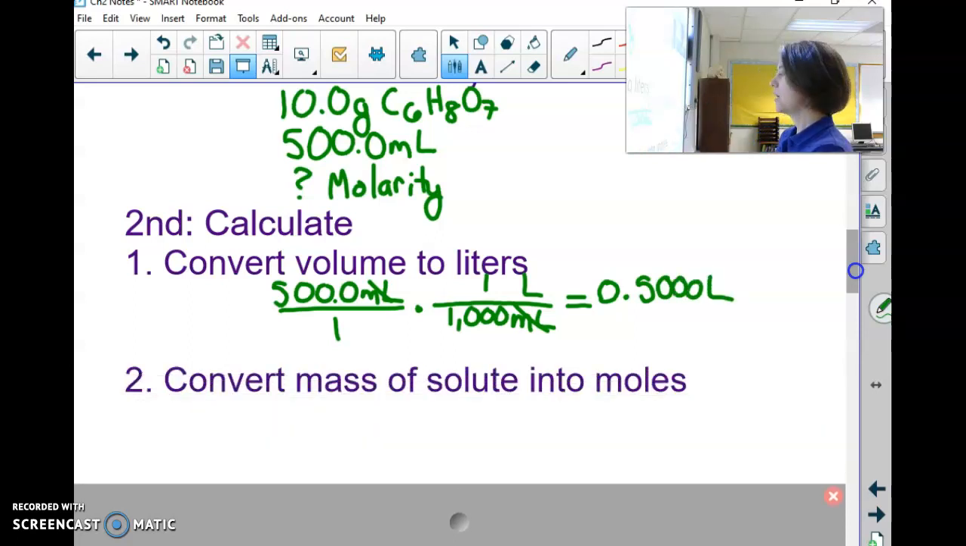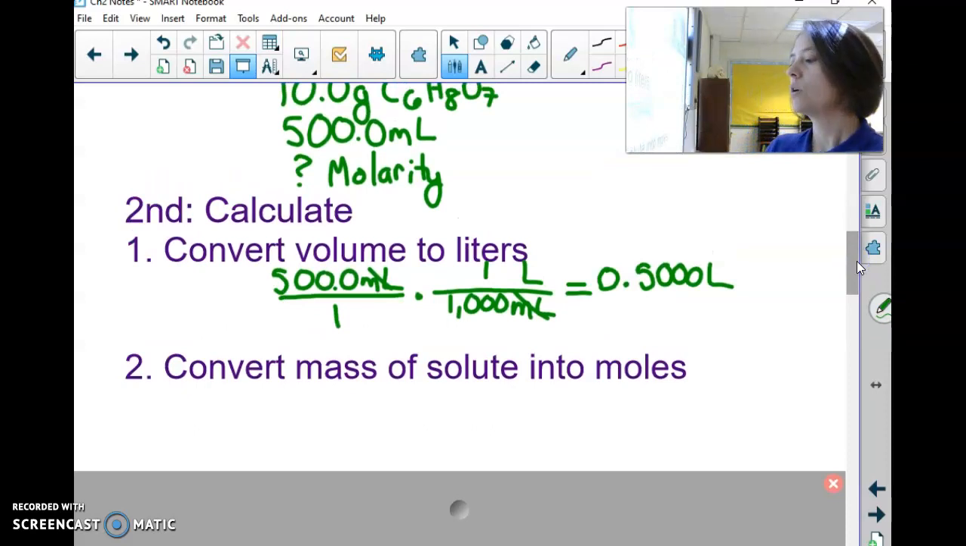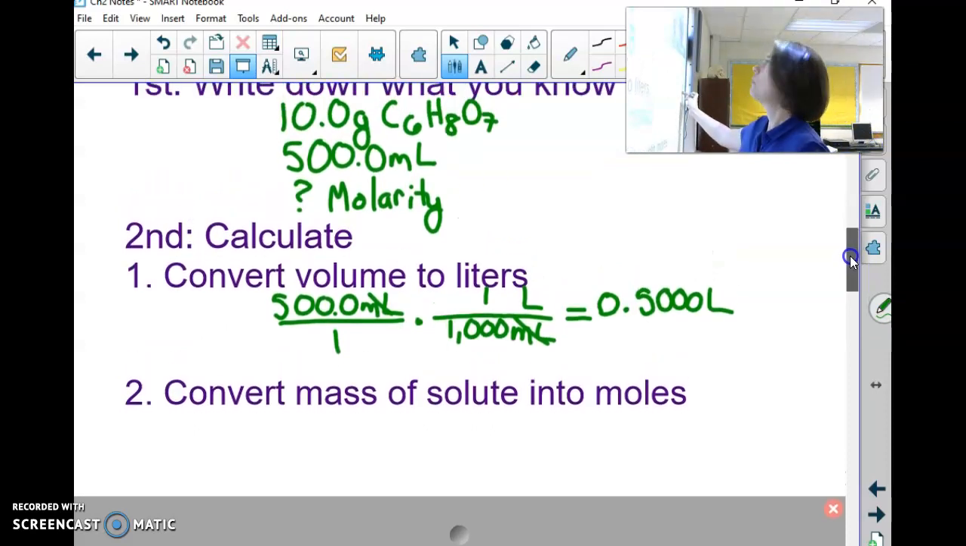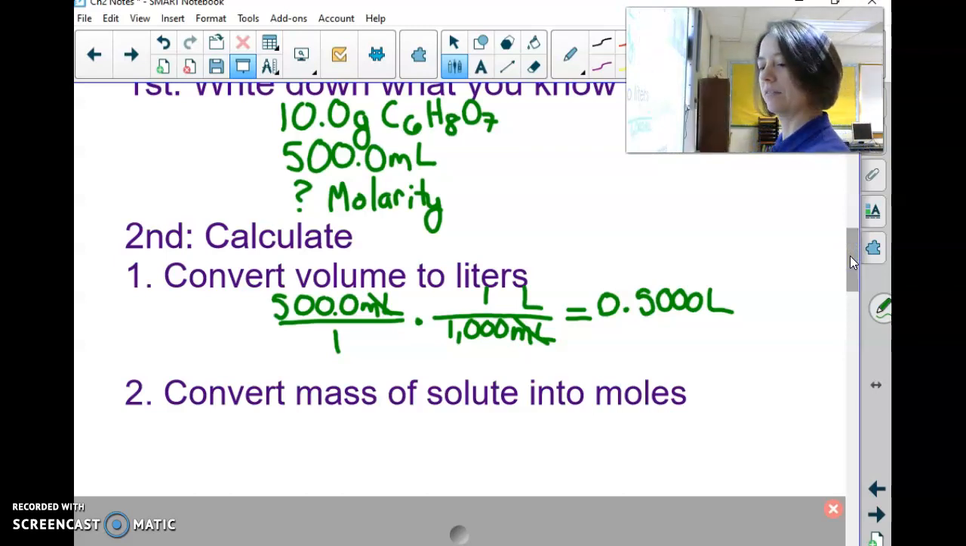Great. Then I'm going to convert the mass of the solute into moles. I have 10.0 grams of C6H8O7. Remember, when I am converting mass to moles, I need to know the molar mass of the compound. So that's the first thing I need to do. And when we are doing the molar mass of the compound, we're going to take the mole ratios of each of our elements and multiply by that.